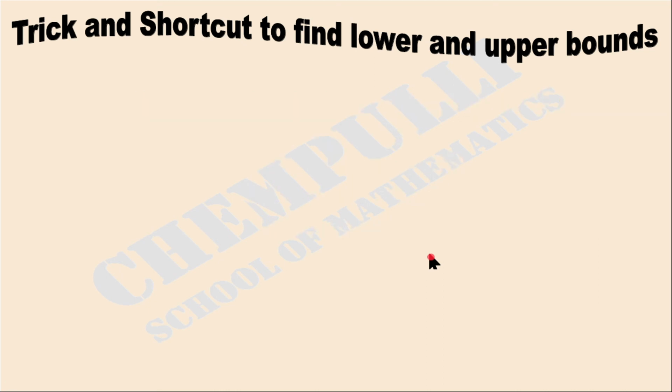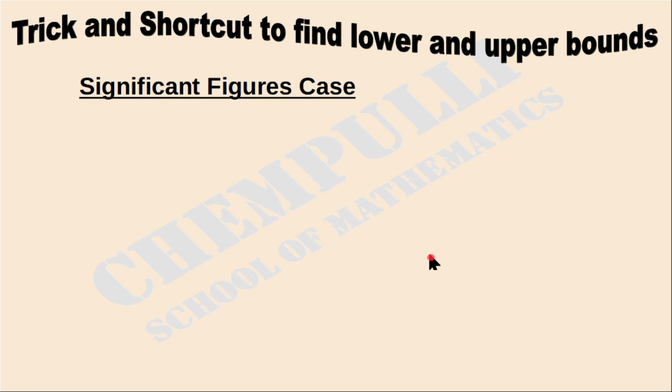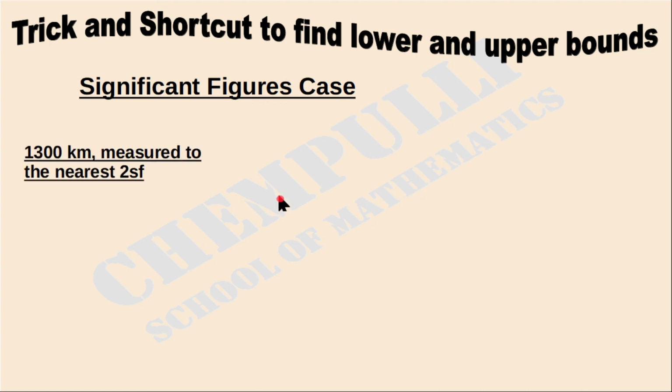Okay, then next, the significant figures case. In this case we are going to find the answer in another way. In that case you don't check the part about 2 significant, 1 significant, 3 significant, because I'm going to explain why we don't use that part. You can check this question: 1300 kilometer measured to the nearest two significant. And another question: 1.7 centimeter measured to the nearest two significant. You can check this one. This is a two significant figure value. This is also a two significant figure value. These both values are the same.